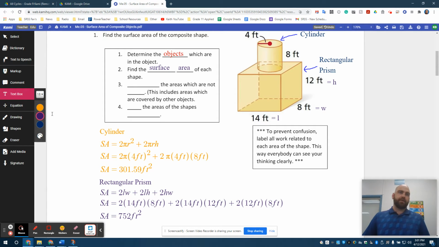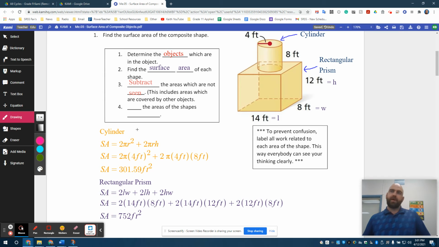and that is a big part of our composite object right here. The next step going forward is that we need to subtract the areas which are not seen. This includes areas that are covered by other objects. So if we take a look at this composite object here, this cylinder sits on top of the rectangular prism.